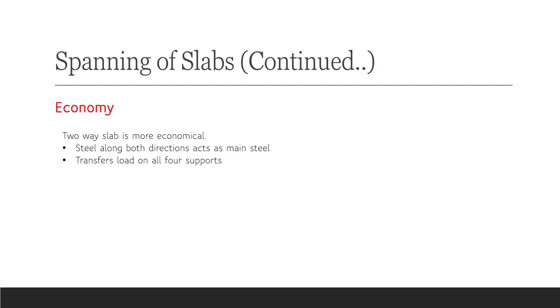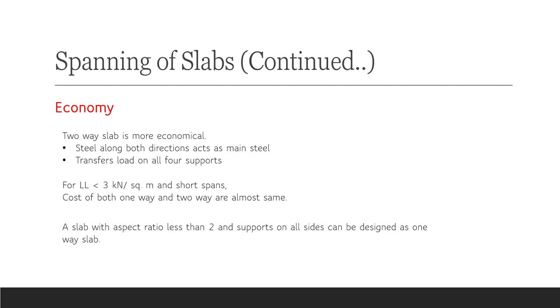In one-way slab, main steel is provided along the short span only, and the load is transferred to two opposite supports. The steel along the span acts as a distribution steel and is not designed for transferring the load. But this is advantageous specifically for larger spans, generally greater than 3 meters, and for live loads greater than 3 kN per meter square. For short spans and light loads, steel required for two-way slab does not differ much from the one-way slab because of minimum percentage of steel criteria.